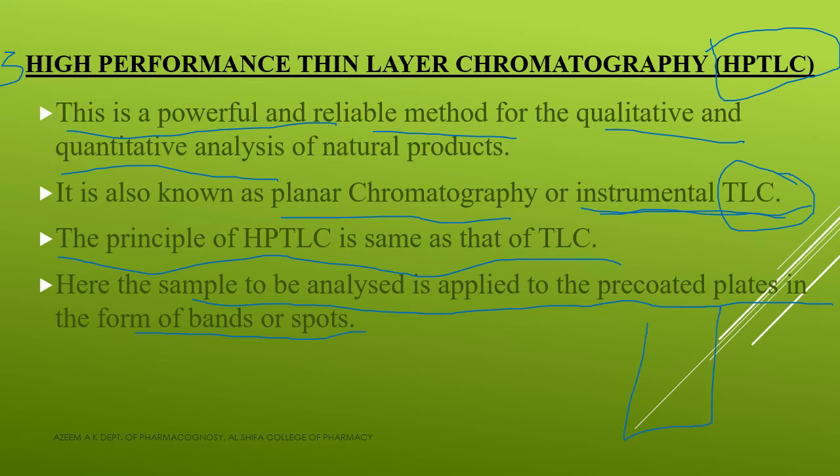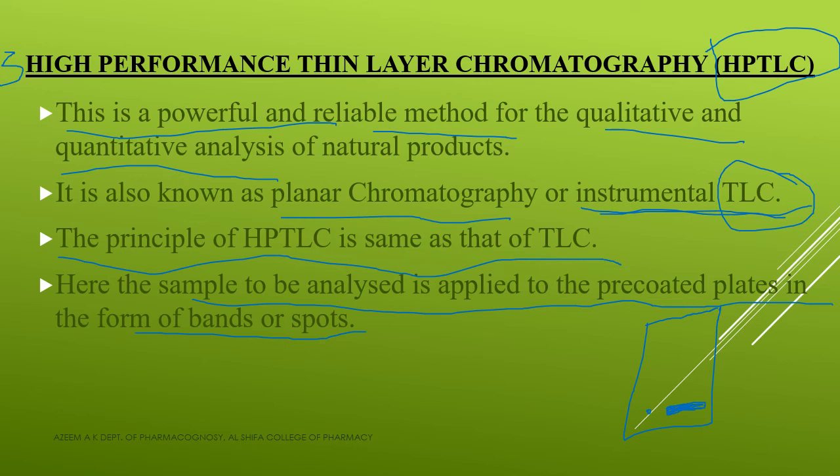Suppose this one is a TLC plate, or rather an HPTLC plate. So this is a spot. This is what we call a spot. So it can be applied as bands also. A band means a long streak is applied like this, and that is what is called a band. This one is a band. So here the sample can be applied in the form of spots or bands in the pre-coated plates.